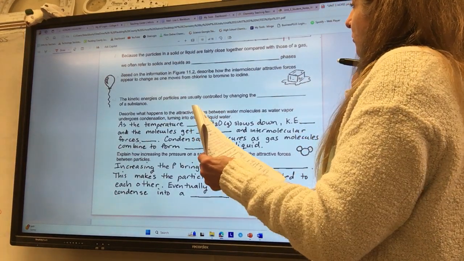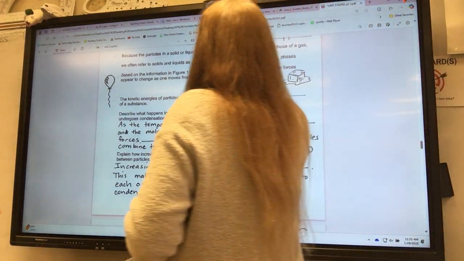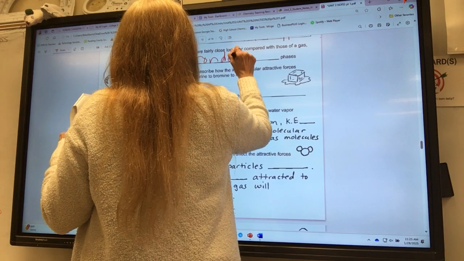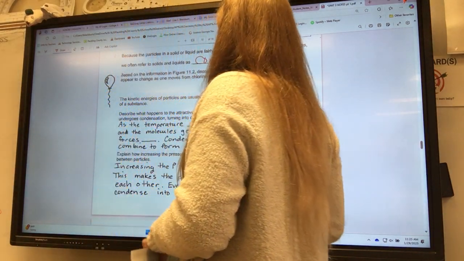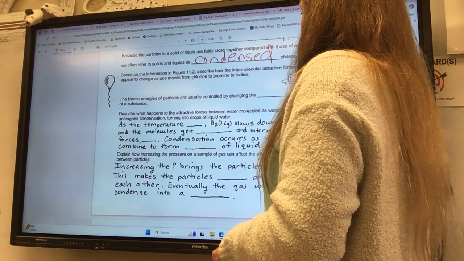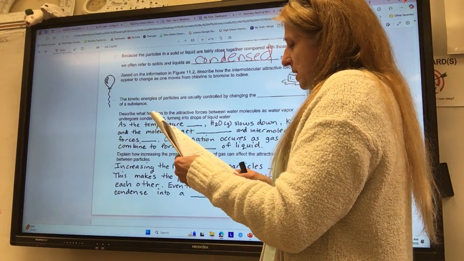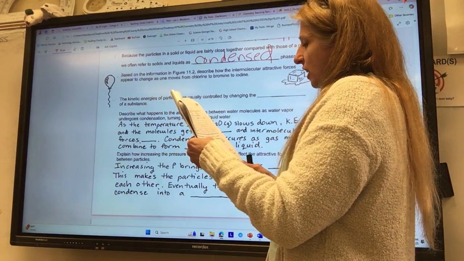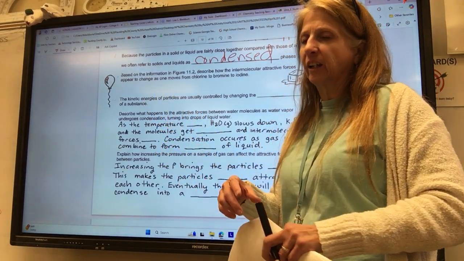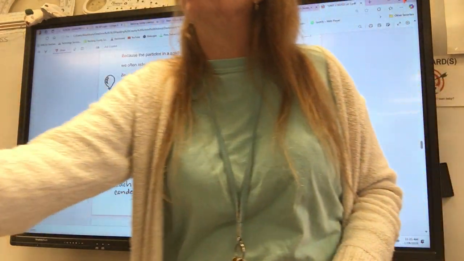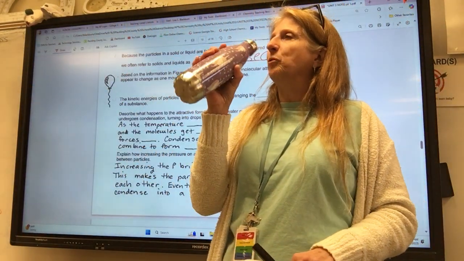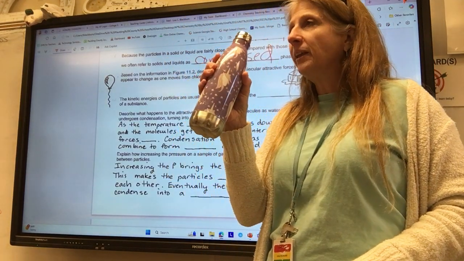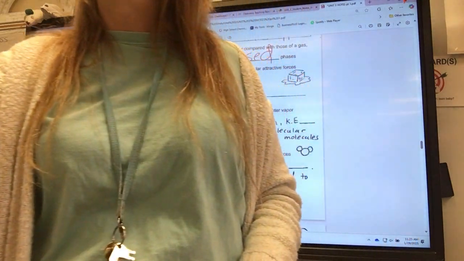Okay, because the particles in a solid or liquid are fairly close together, sometimes you will hear them called condensed states of matter. Figure 11.2 is in your book, and it shows how the intermolecular attractive forces appear to change as one moves across the periodic table. Everybody look at the halogens. See how chlorine is red? That means it's a gas. See how bromine is blue? It's a liquid, and iodine is black, so it's a solid.